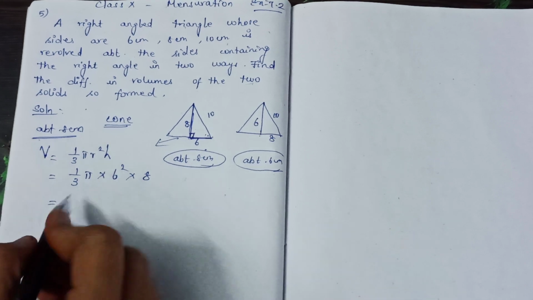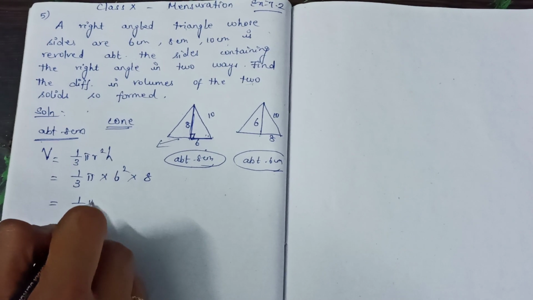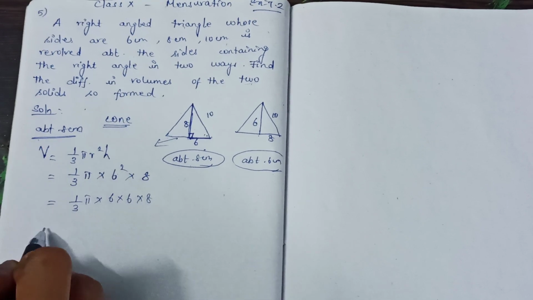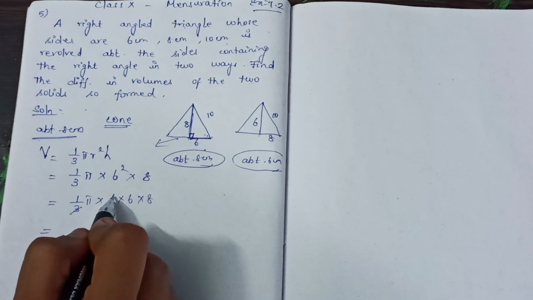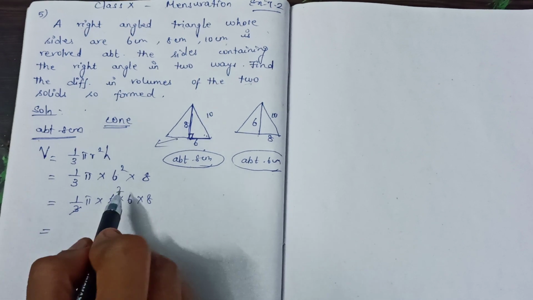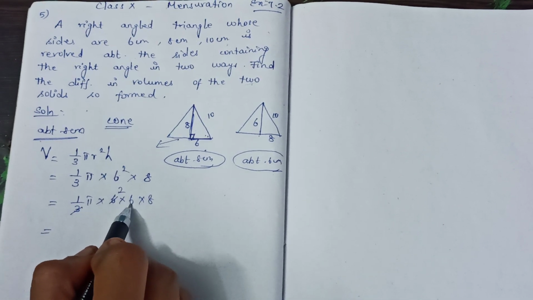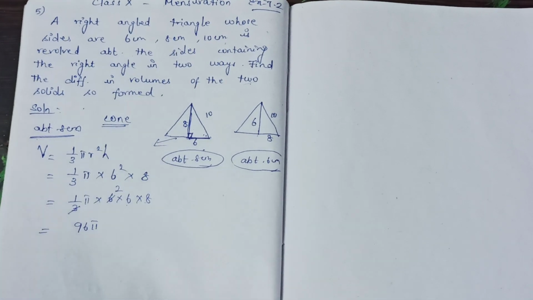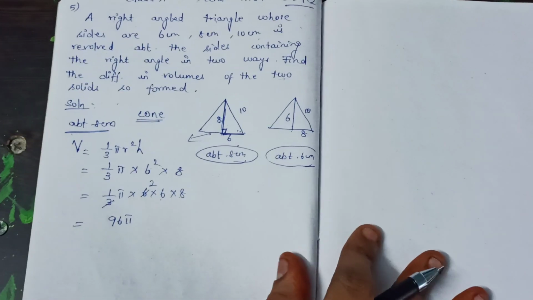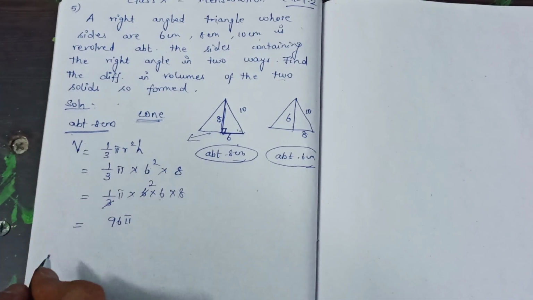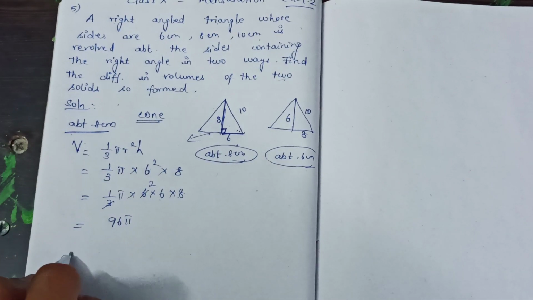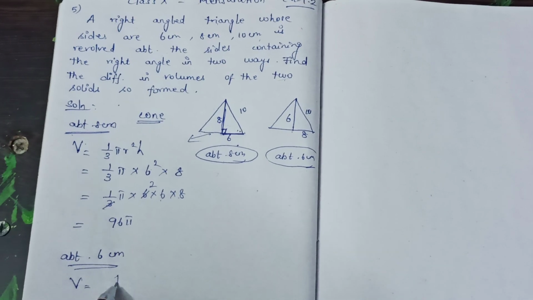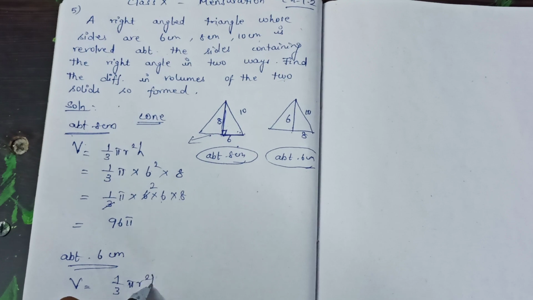So here 1 by 3 pi into 6 into 6 into 8. So let us simplify this value. So 3 2s are 6. So 6 2s are 12 and 12 into 8 gives you 96. So 96 pi. In the same way, now let us find the volume when rotated about 6 centimeter. So about 6 centimeter, volume is given by 1 by 3 pi r square h.